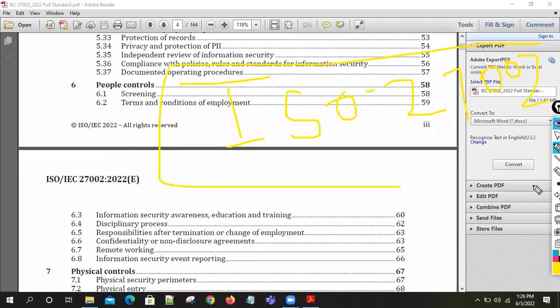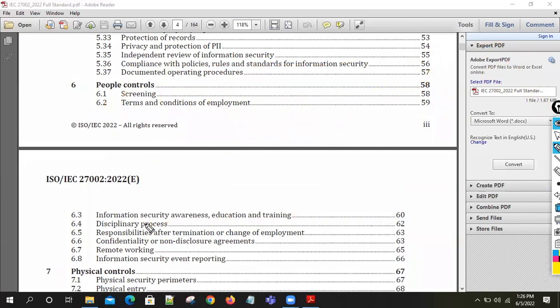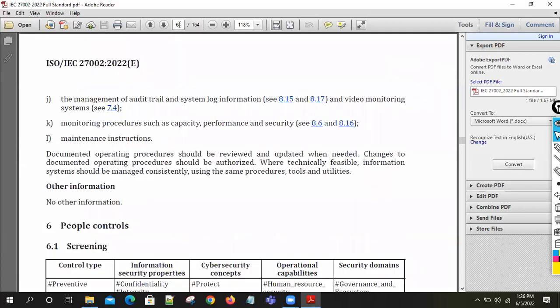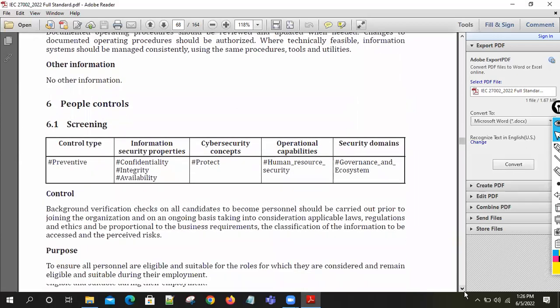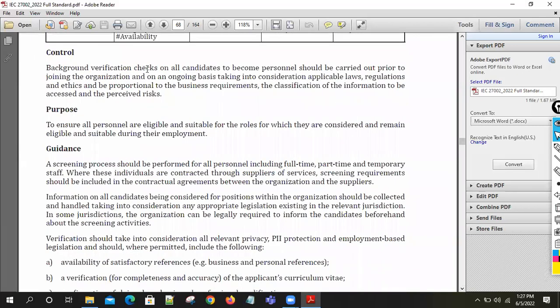I think I have shared these standards with you. If you get a chance to look at this standard, if you go to the screening process, you'll see here: the background verification checks of all candidates to become personnel should be carried out prior to joining the organization and on an ongoing basis, taking into consideration applicable laws, regulation, and ethics, and proportional to the business requirement, the classification of the information to be accessed and the perceived risk. So these controls we need to put.